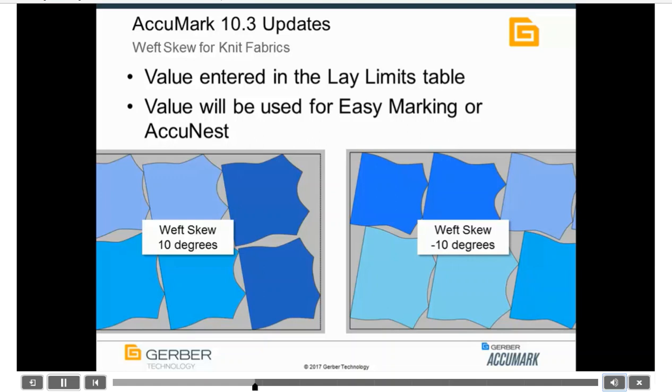And this, like I said, is put together in your lay limits file, and this allows you to go in and place those automatically. This value is also recognized by AccuNest, so those of you who are using automatic nesting can also take advantage of this to make sure that your markers are placed properly for any type of fabric.